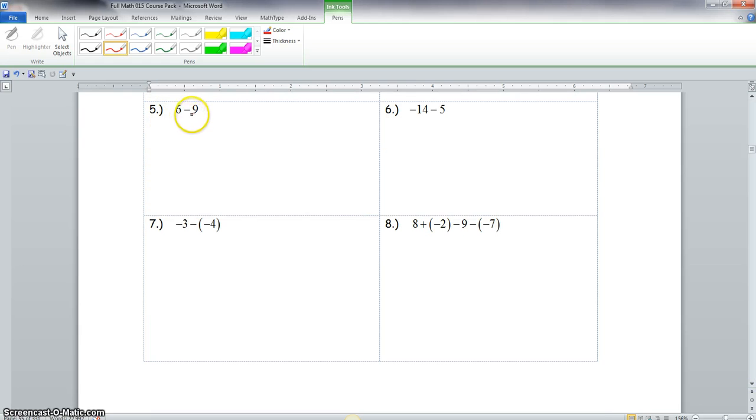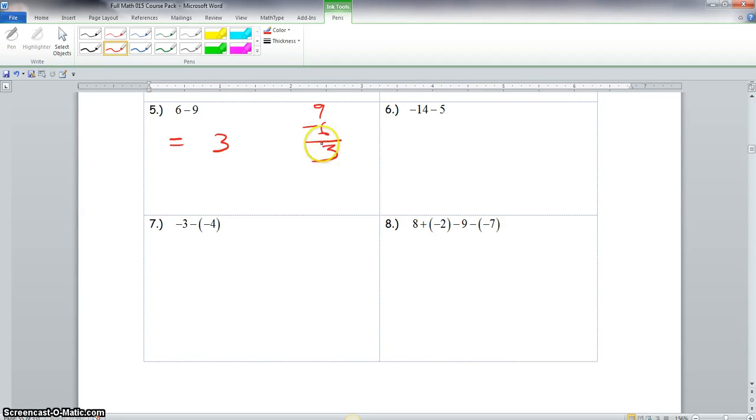Okay, number 5, we have 6 minus 9. Now remember, in your head, you should be thinking this is 6 plus a negative 9. So knowing that these have different signs, we would just do regular subtraction. 9 minus 6 gives us 3.